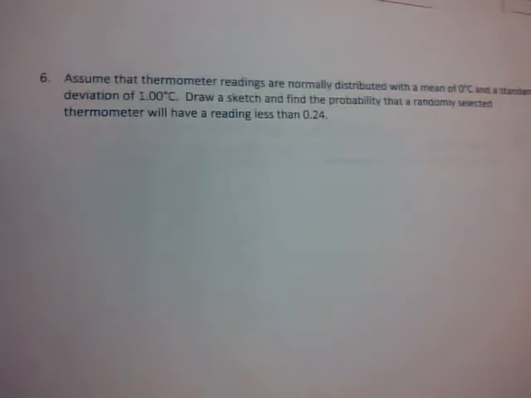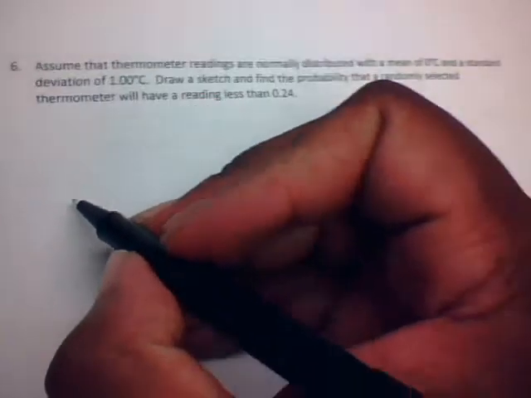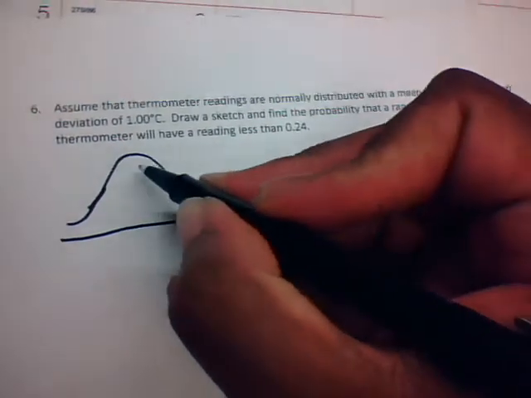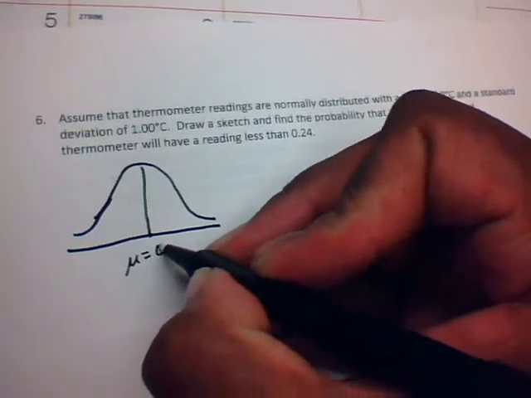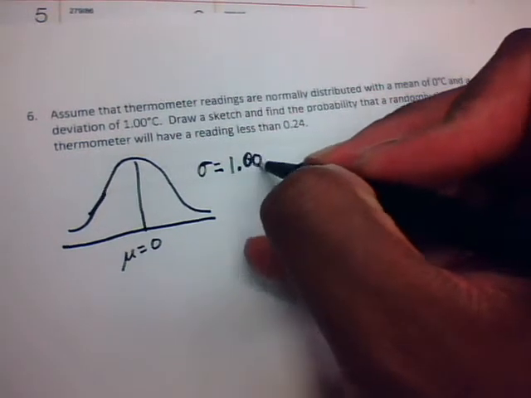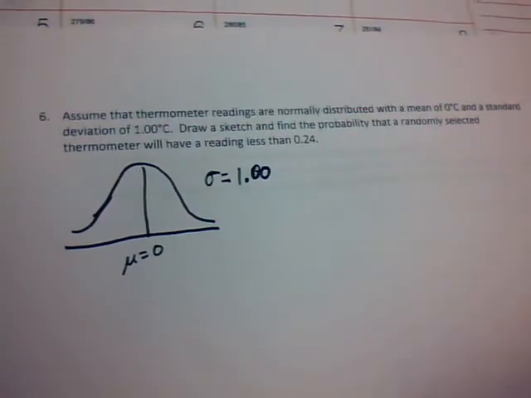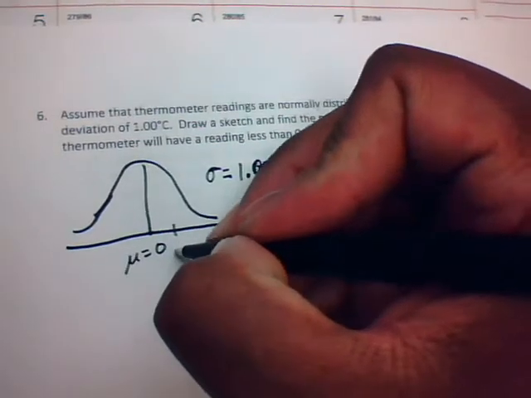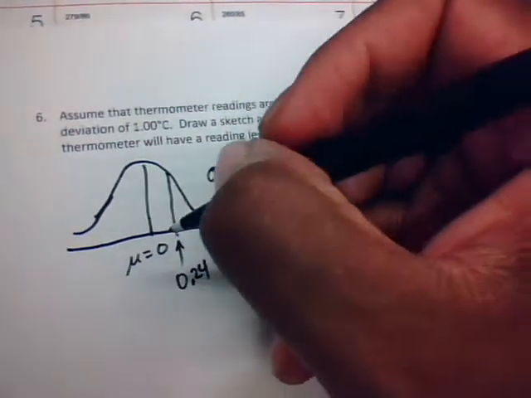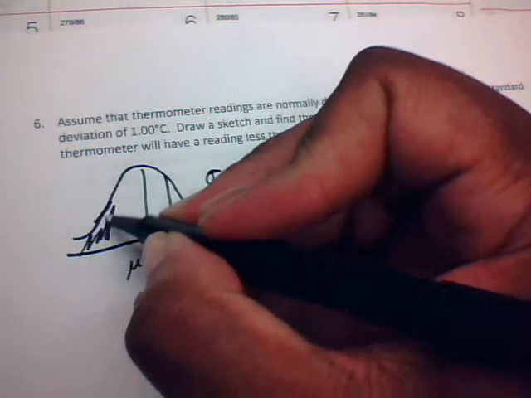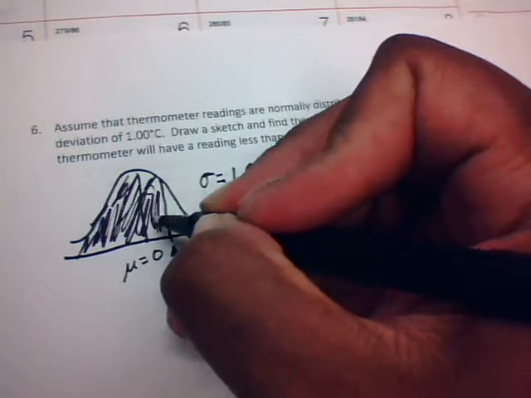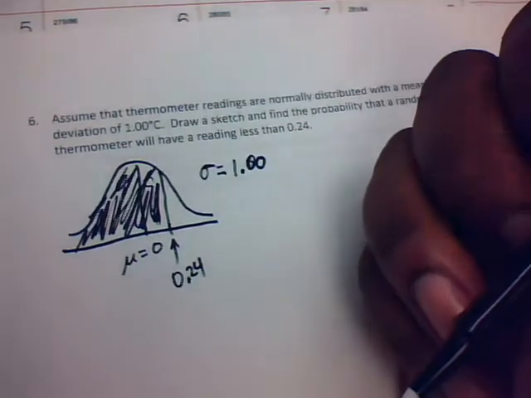So in this case here, let's go ahead and draw the normal curve. So here mu is 0 and sigma is 1.00. And we have a thermometer reading of 0.24. Let's say 0.24 is to the right of 0. And we're looking for this area to the left. That's what we want, the area to the left of 0.24.